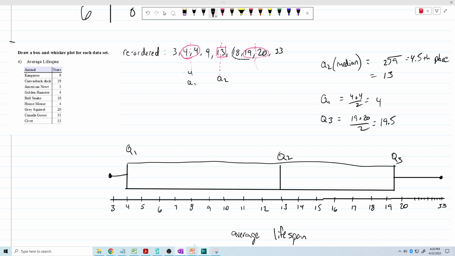And same idea here with these groups of numbers here. There's no clear median, so I have to create one. 19 plus 20 divided by 2 equals 19.5. So in other words, I'm inserting a fifth number, 19.5, into this data set and calling it Q3. That's why you see my vertical line here between 19 and 20, eyeballing it to get 19 and a half. Put a little vertical there.